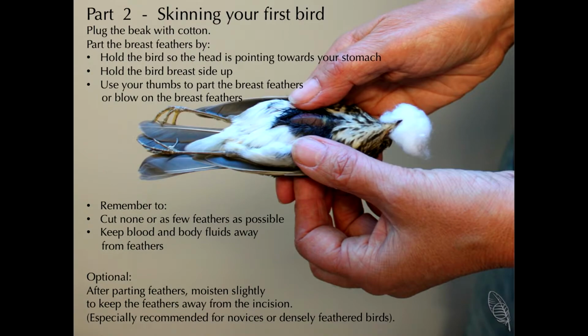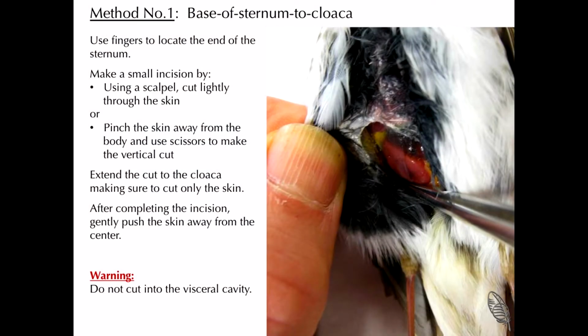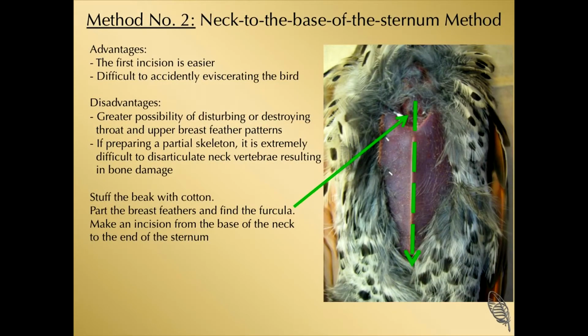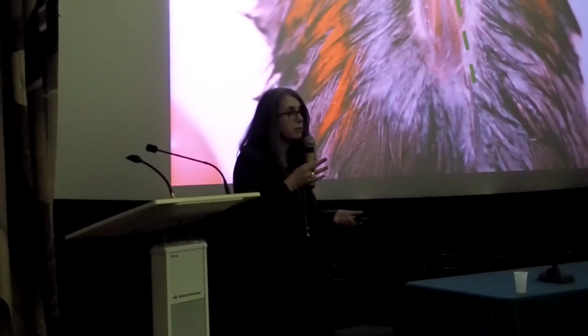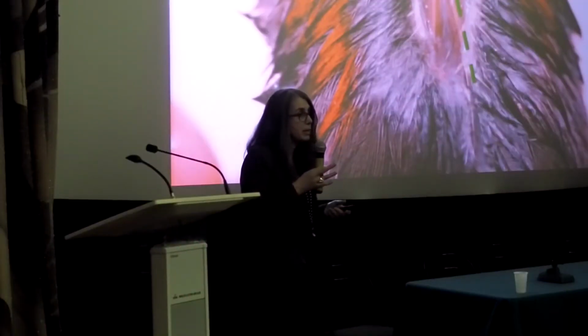Then there's the actual learning how to skin your first bird, which is a linear process from the start to the beginning. We show 2 methods: what I call the traditional method, which is from the cloaca to the sternum, and then a method that a lot of us use in North America, which is from the neck to the base of the sternum. Then part 3, because you cannot show every kind of bird in 1 PowerPoint because the students will get confused, we do all the special methods for different taxa in part 3.